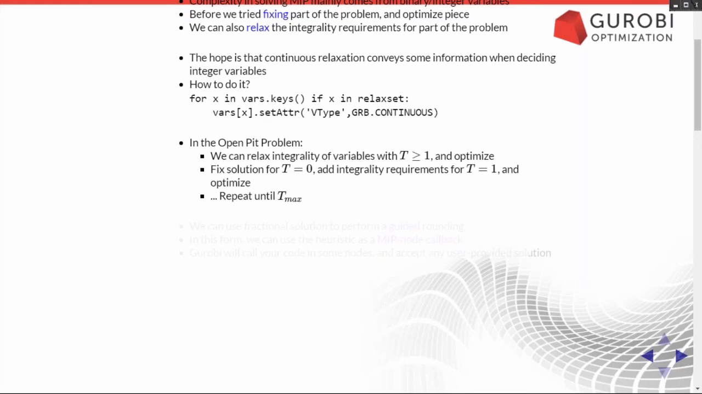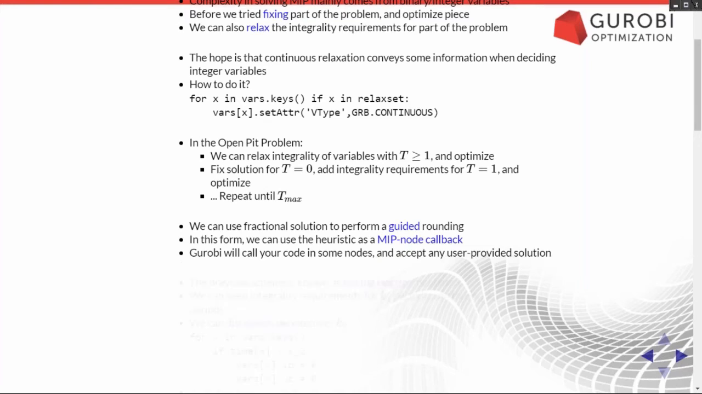After I get the solution, I can fix those variables to the current value and then add back the integrality requirements for time period 1 and re-optimize and keep iterating until I reach the final time period. But you can do more. You can also do a fractional rounding based on the current LP that you have at hand.